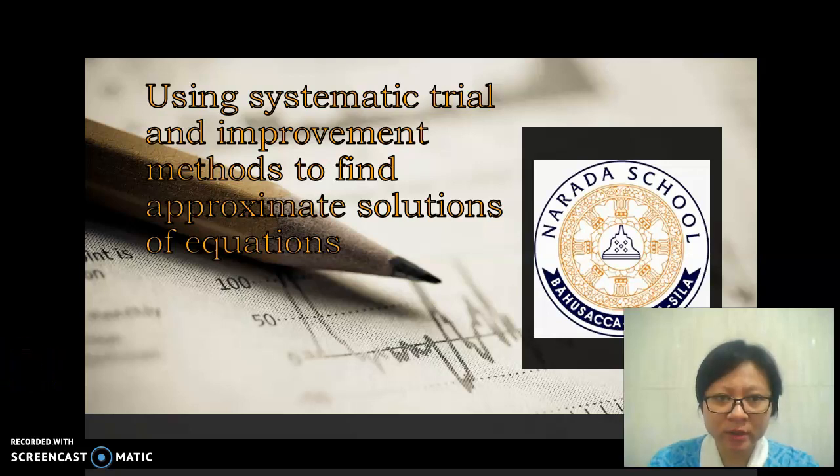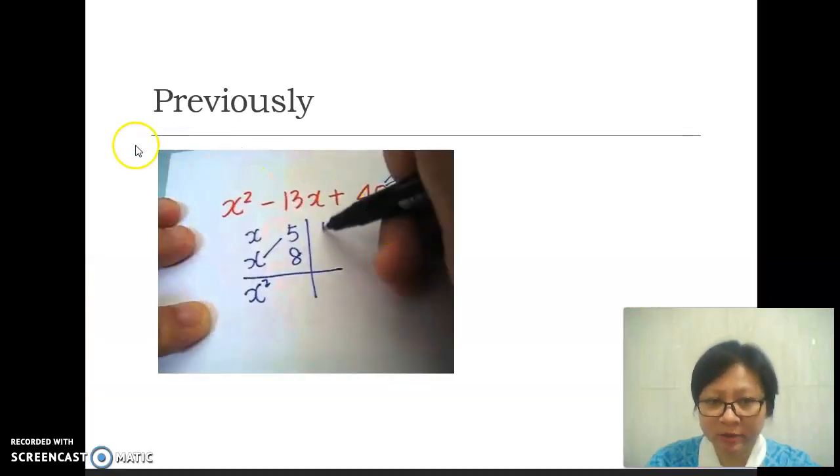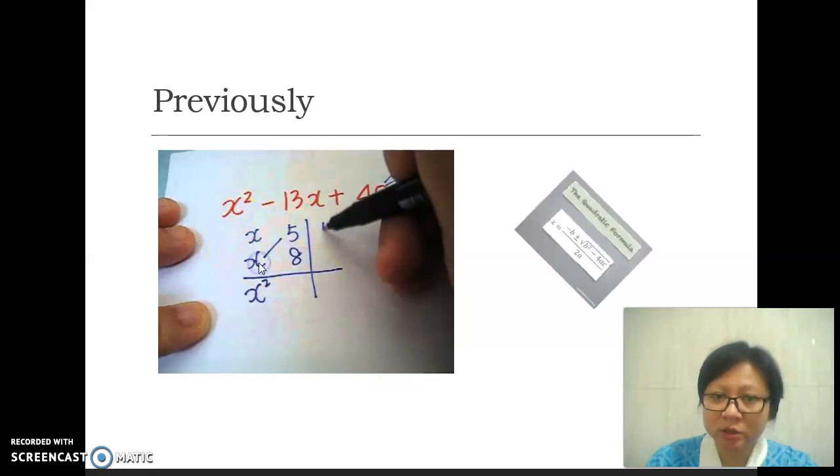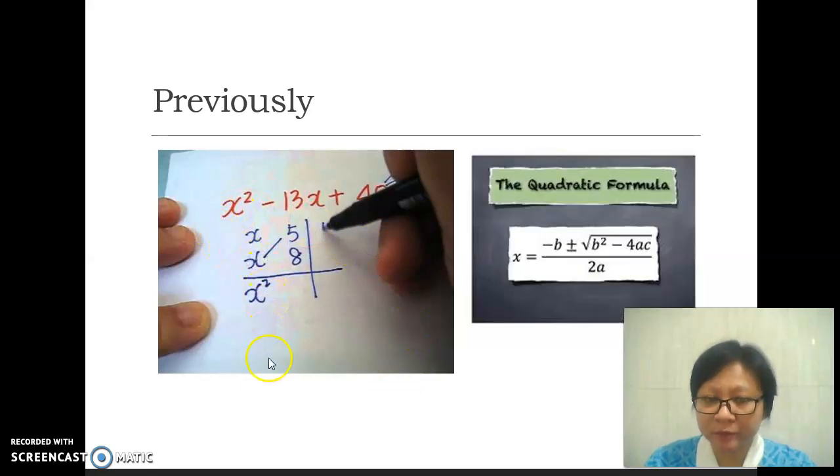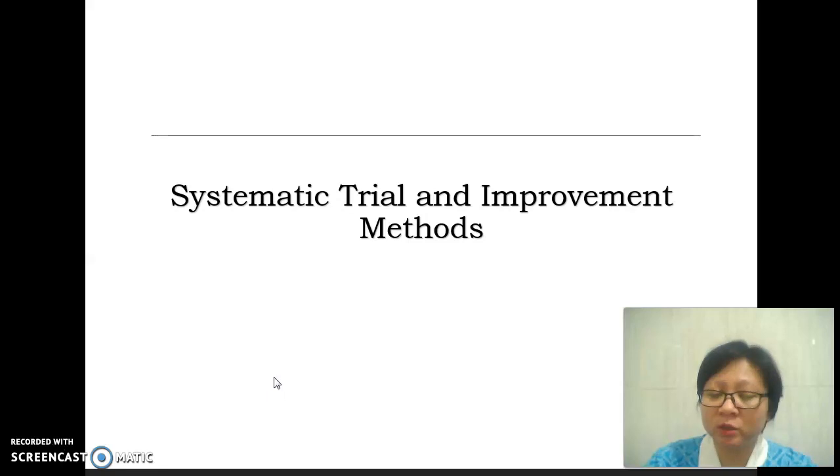Our lesson today is about using systematic trial and improvement methods to find approximate solutions of equations. The equations here are quadratic equations. Previously you have learned how to solve quadratic equations using the cross method, remember this? And then using the quadratic formula. Now you are going to learn how to solve quadratic equations using systematic trial and improvement methods.